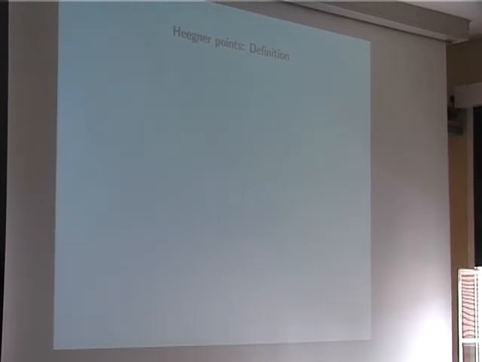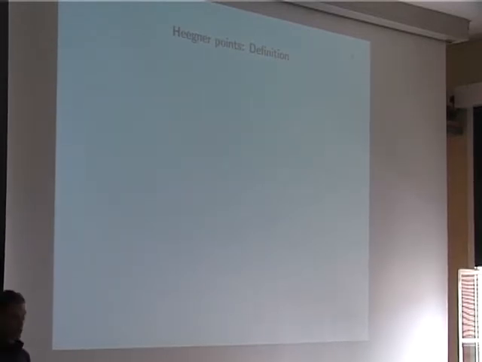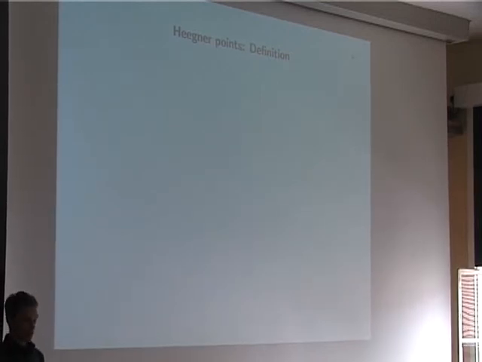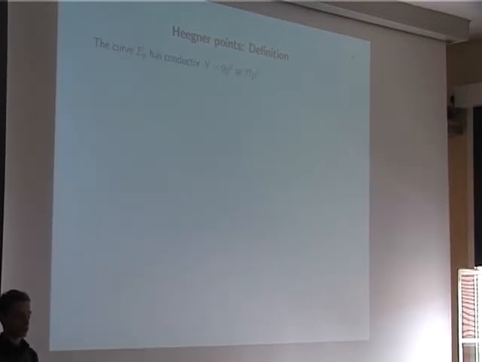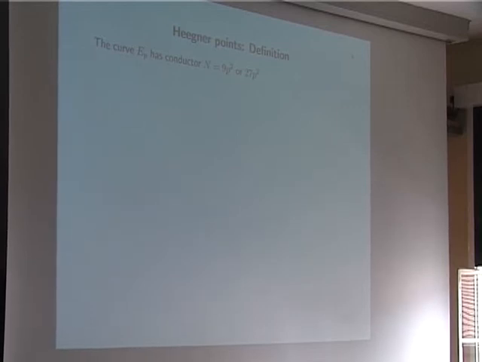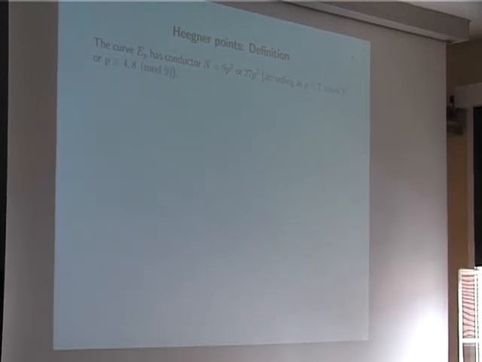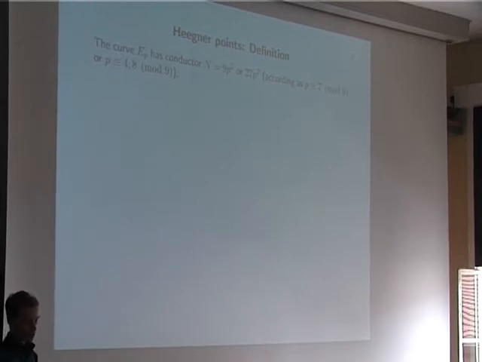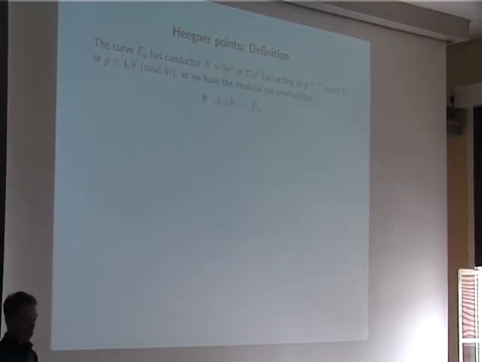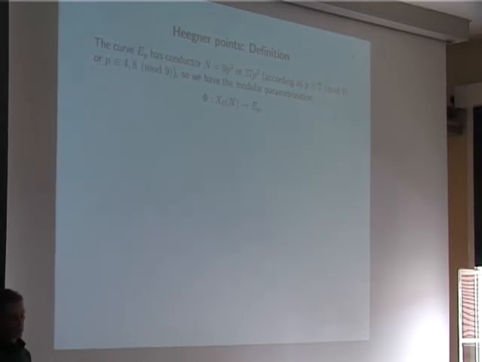So the first instantiation of this notion of CM points is Heegner points. Let me remind you what this means and introduce my notation. The curve E_p has conductor capital N, and you can compute that it's either 9p^2 or 27p^2, according as p is 7 mod 9 or 4 or 8 mod 9. That's just a computation with Tate's algorithm. Okay, so that means that we have a modular parameterization X_0(N) to E_p. I just wanted to let you know what the conductor was.